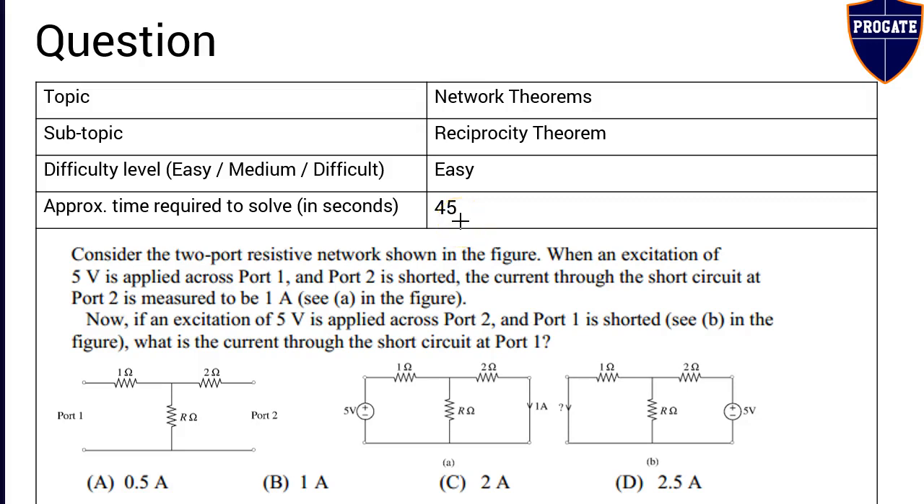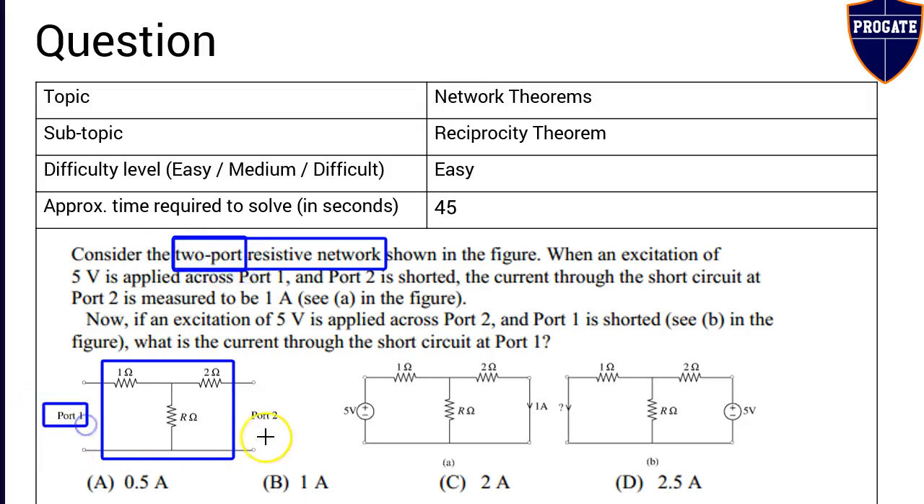So in this question it is given that a two-port resistive network is given as shown in the figure. It is called a two-port network because there are two ports, port 1 and port 2. This is port 1 and this is port 2. This is also called the input port, and this is also called the output port.